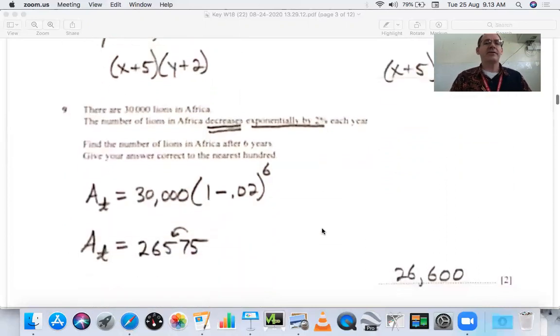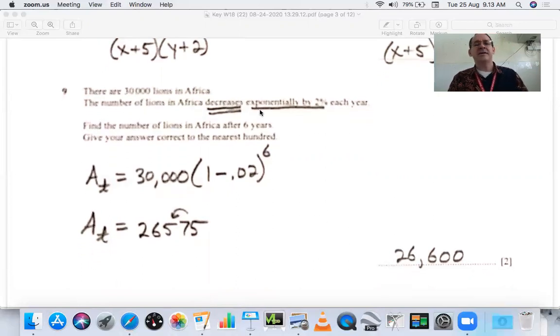Now we come down here to there's 30,000 lions in Africa. The number of lions in Africa decreases exponentially by 2% each year. So you're going to use basically the same formula that you use for compound interest as your exponential formula. So find the number of lions in Africa after 6 years, meaning we're finding our amount after time. And then give your answer correct to the nearest 100.